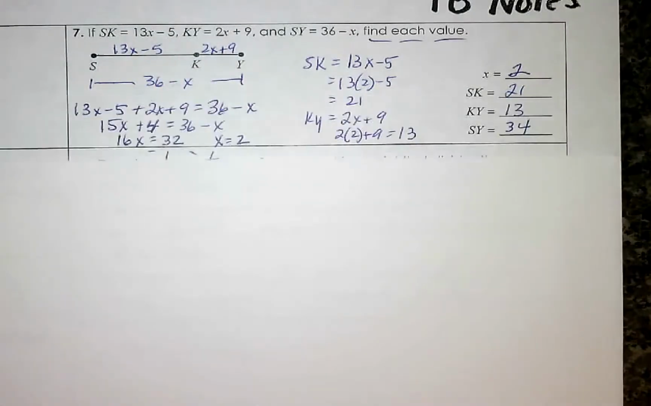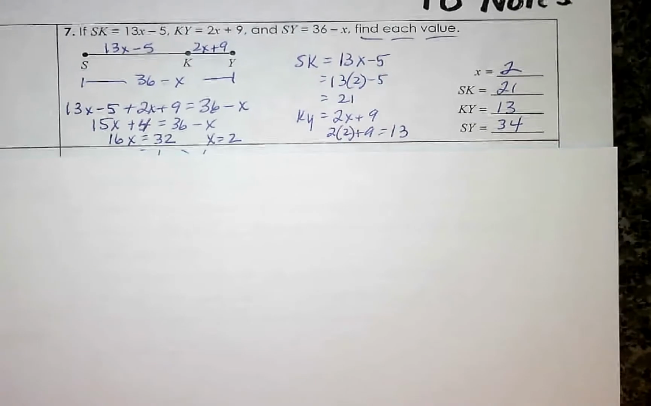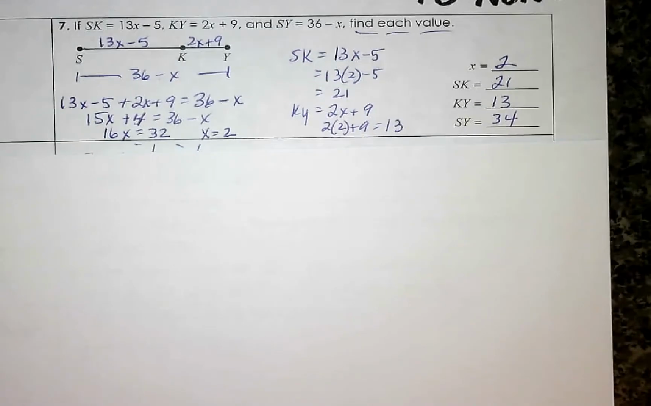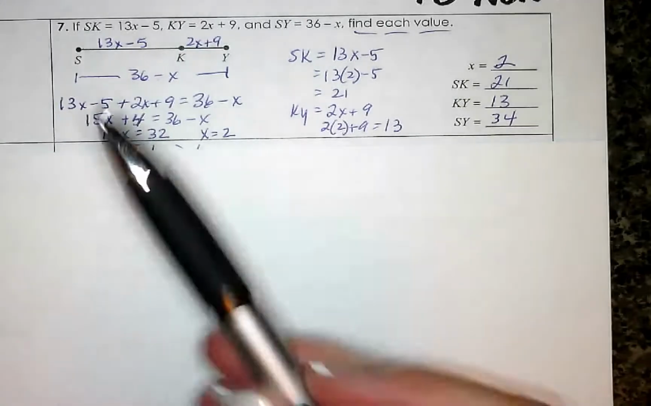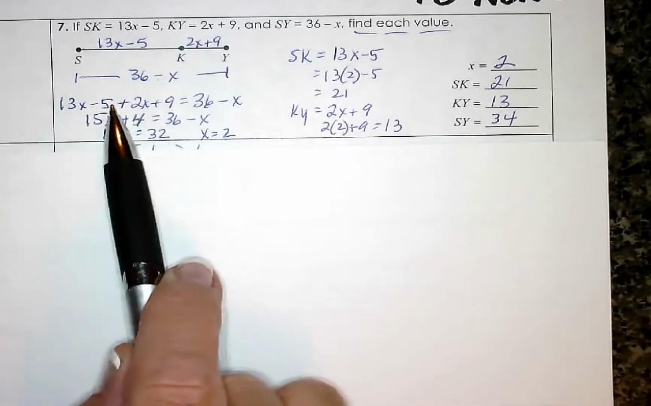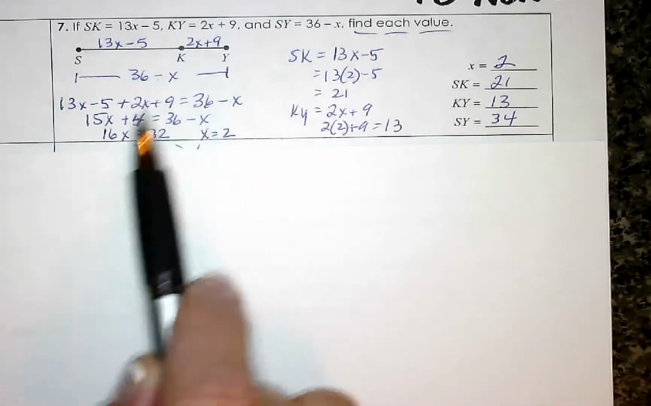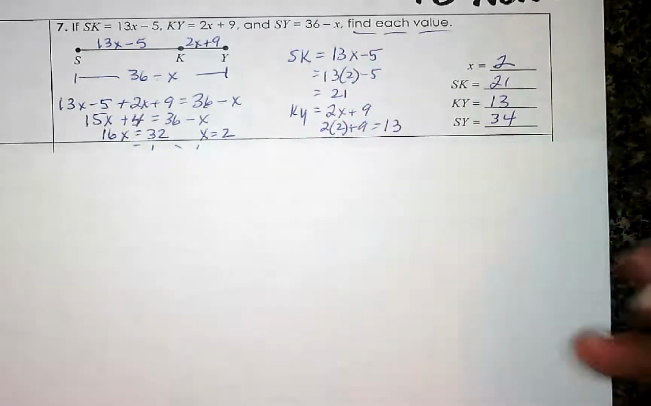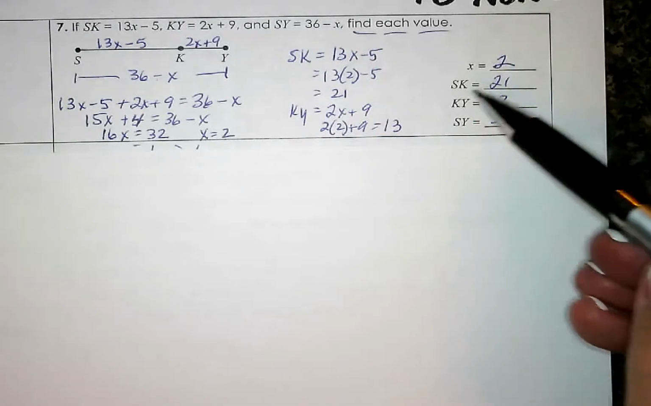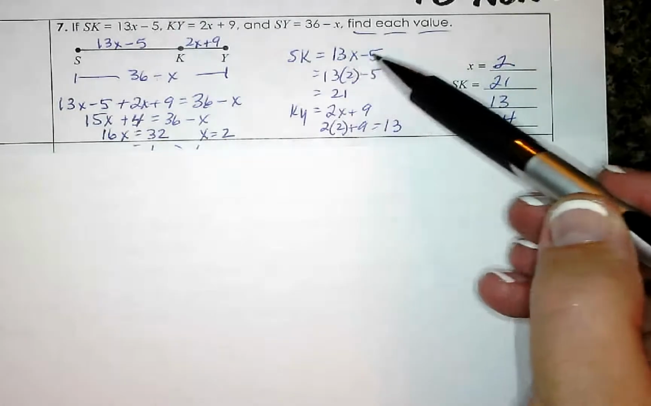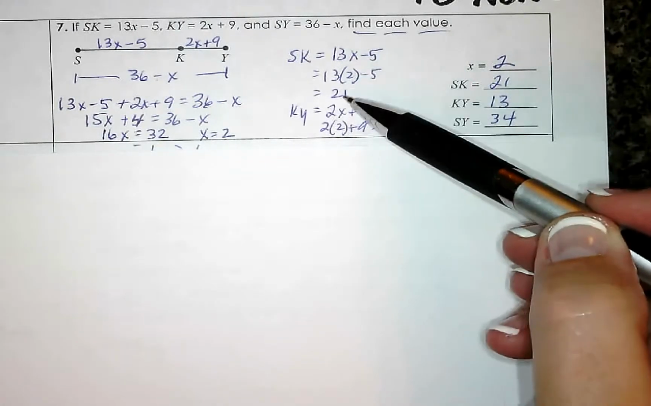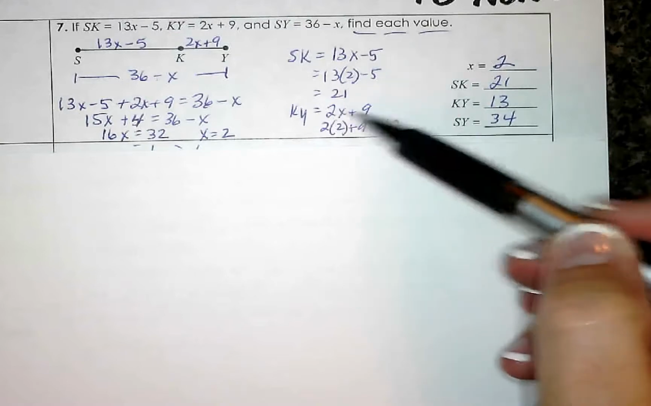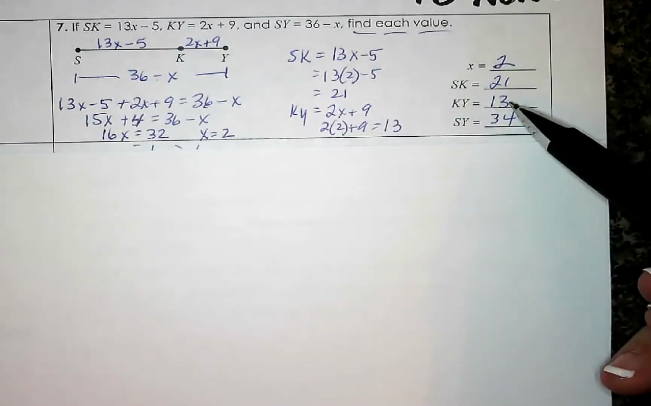Okay, so I'm going to show this all to you, and if you need to stop the video and copy it down, you can, but I'm just going to talk through it just a little bit. So setting up our equation, little plus little equals big. When we work that out, we get x equals 2. You notice the directions say find each value, so x equals 2. To find SK, I'm going to put it into this expression, get 21. To get KY, I'm going to put it in this expression, and I get 13.